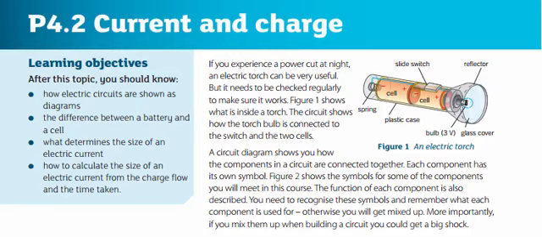The circuit shows how the torch bulb is connected to the switch and the two cells. A circuit diagram shows you how the components in a circuit are connected together. Each component has its own symbol. Figure 2, that we're going to see in the next slide, shows the symbols for some of the components you will meet in this course. The function of each component is also described.